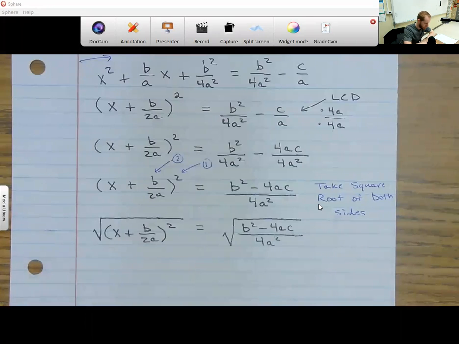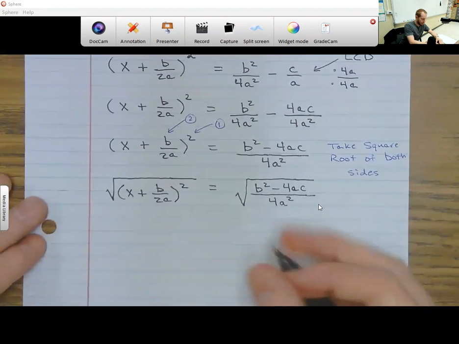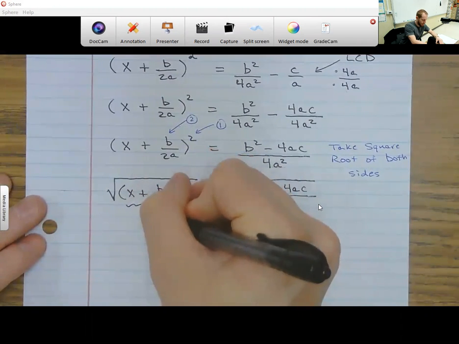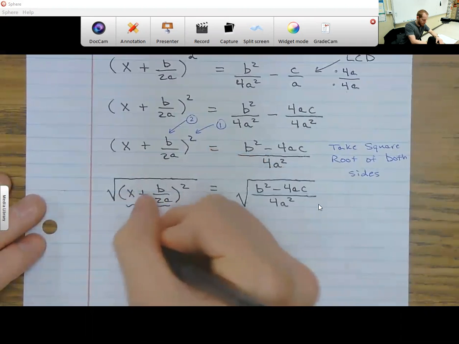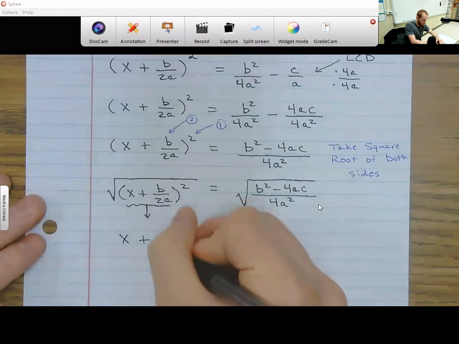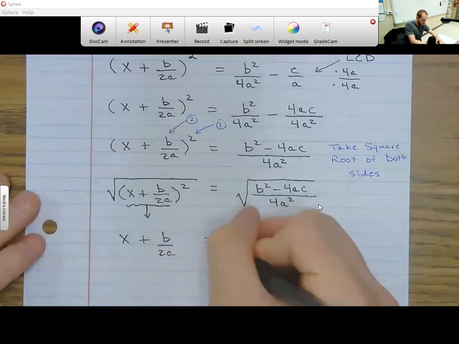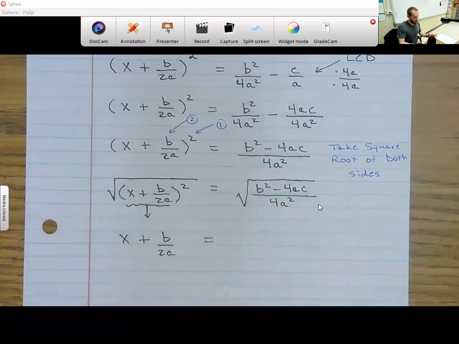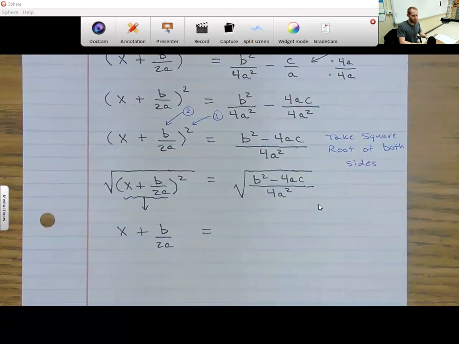Okay, so far so good. I took the square root of both sides. So what happens when I take the square root of both sides? Well, the square root and the square on the outside are going to cancel out. So I'm only going to be left with what's on the inside. So I'm going to bring down my x plus b over 2a. So that's what happened to the left side. The square root symbol and the square are going to cancel each other out.